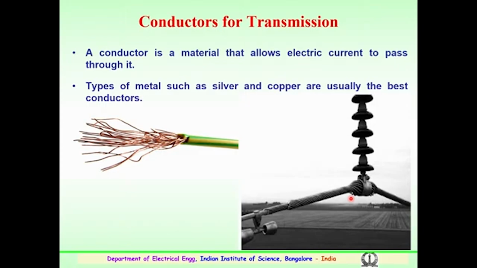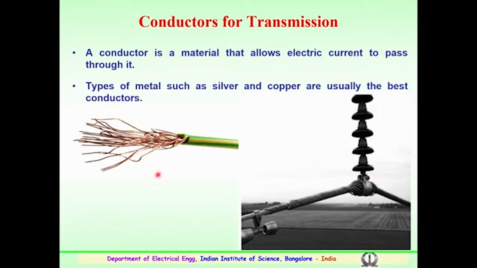So, conductors for a transmission system are very important. These are the conductors used for high voltage transmission, connected to the insulator string. A conductor is basically a material that allows electric current to pass through it. It is a basic definition. The types of metals such as silver and copper are usually the best conductors, which are used for electricity at the domestic level and also for the transmission and distribution systems.